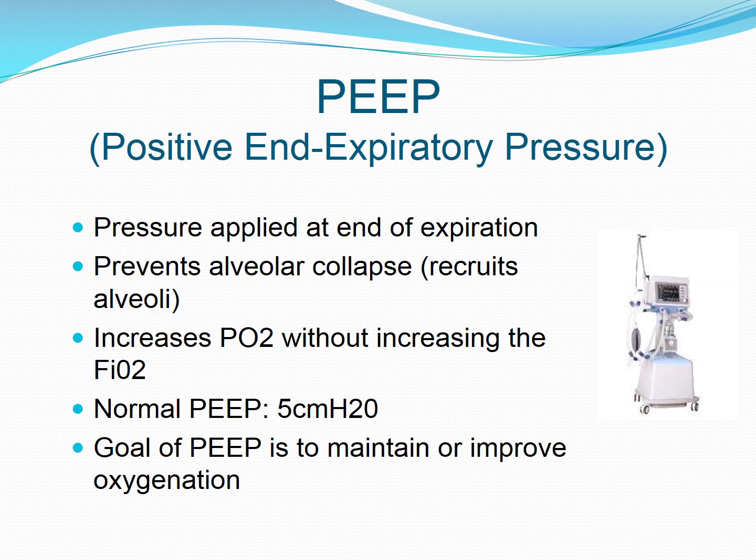So PEEP is added to ventilator breaths, and many times we use PEEP because we can increase the oxygen level with PEEP, because what it does is it makes the alveoli bigger and gets it closer to the circulation in the lung, to that pulmonary capillary membrane. So hopefully the goal is to maintain or improve oxygenation without having to increase the FiO2. Because remember, the higher the FiO2, the more concerns we have with damage to the lung tissue.